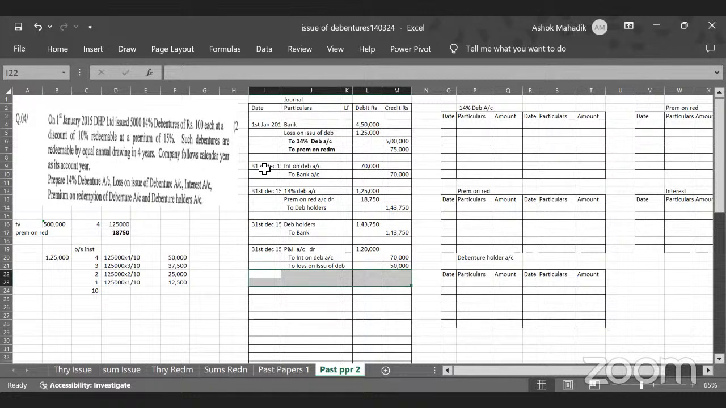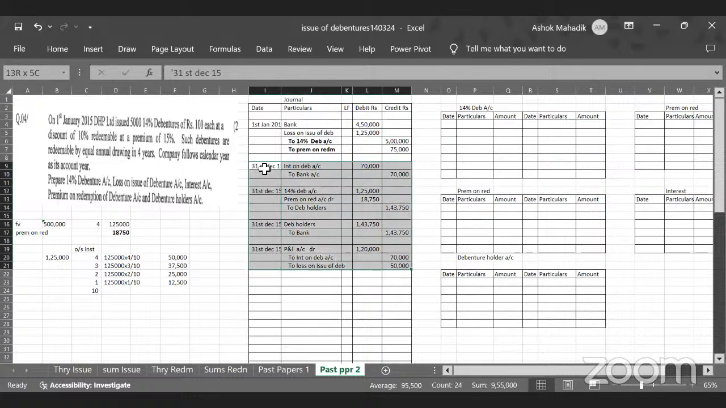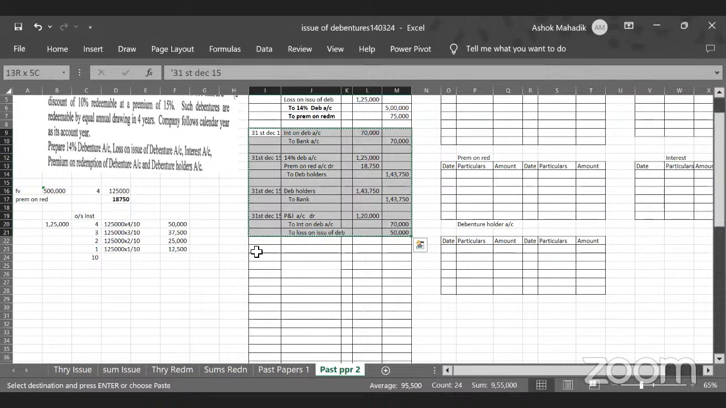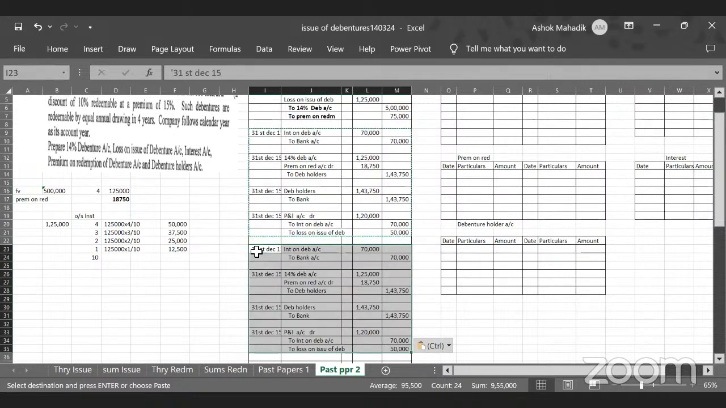So how many entries do you have to repeat every year? 1, 2, 3, and 4. These 4 entries will be repeated every year. So I'll just copy it down for next year. You tell me what will be the change. Now interest, how much interest will we pay in the next year?